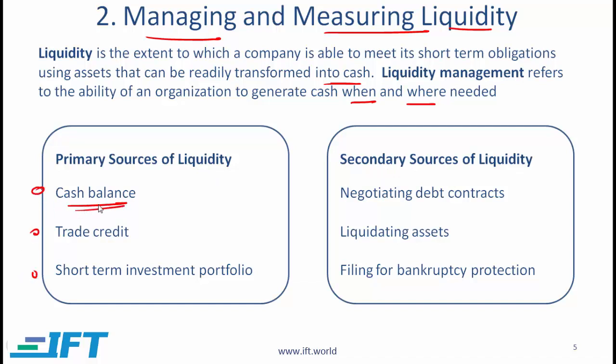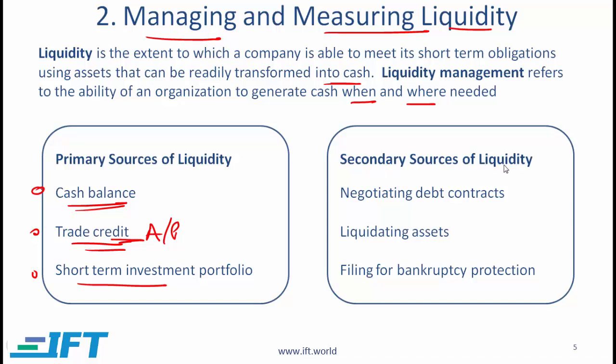Cash balance. Obviously, a company can use its cash to pay off obligations. Trade credit. This refers to accounts payable when a company purchases from suppliers. If it is purchasing on credit, that is a source of liquidity. Short-term investment portfolio. Companies invest their money in T-bills and other short-term investments. If a company needs money, it is easy to liquidate the short-term investments and generate cash.